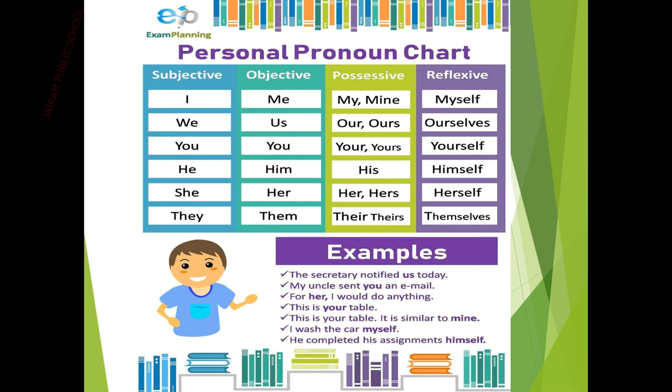This is a chart which helps you to understand about the personal pronoun. When the subject is I, you should change it into the objective pronoun, which is me. For possessive, my, mine. For reflexive, myself. We, us, you, he, him, she, her, they, them.